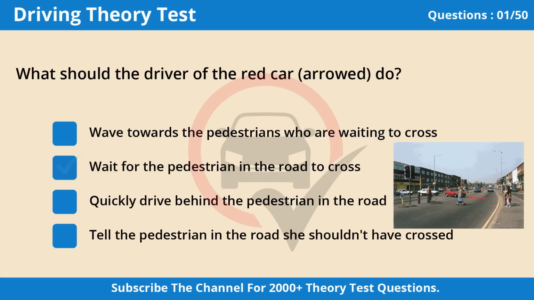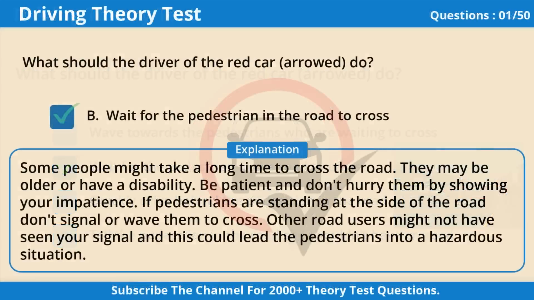B. Wait for the pedestrian in the road to cross. Some people might take a long time to cross the road. They may be older or have a disability. Be patient and don't hurry them by showing your impatience. If pedestrians are standing at the side of the road, don't signal or wave them to cross. Other road users might not have seen your signal, and this could lead the pedestrians into a hazardous situation.